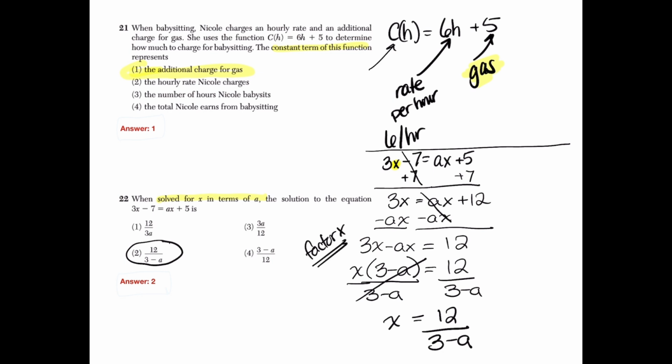And once I factored that x out, I can divide that expression by 3 minus a on both sides. And now I have x on its own. Hit pause and jot this down into your notes.